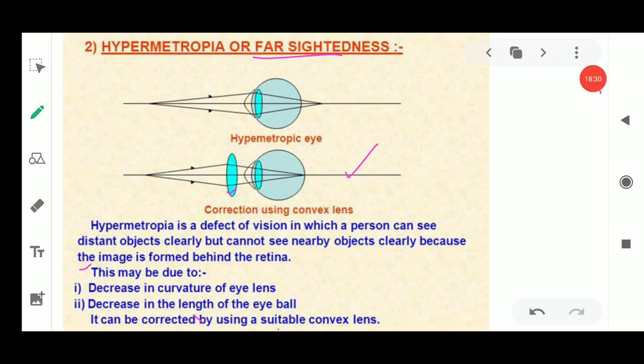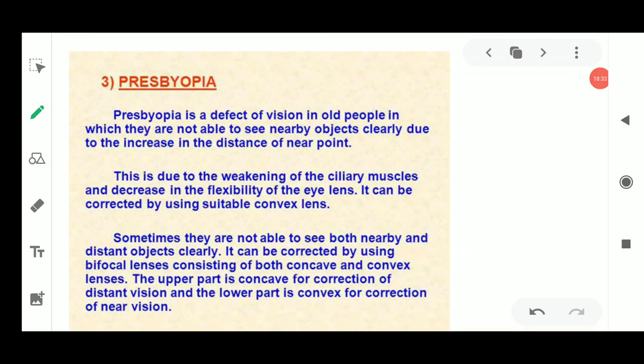Now we quickly move on to the next slide, which is going to tell you about presbyopia. This is again a defect of your vision. Presbyopia is a defect of vision in old people. If a person is aged, they are not able to see objects clearly, due to the increase in the distance of the near point, and because of which the image is formed somewhere else. It does not form on the retina and the person is not able to see. Now why does this happen in old people?